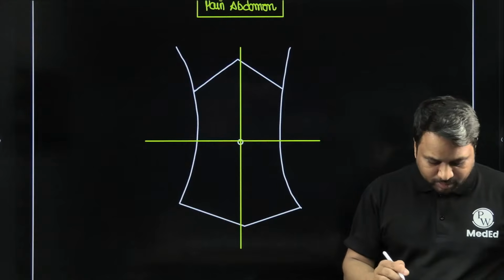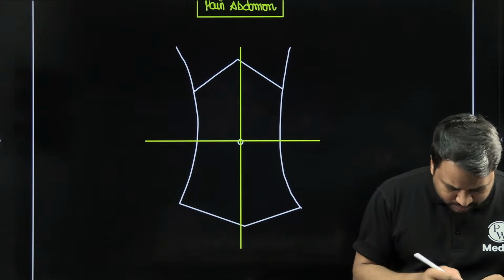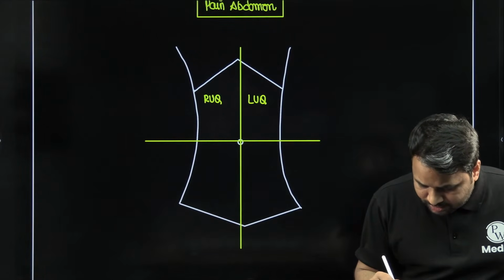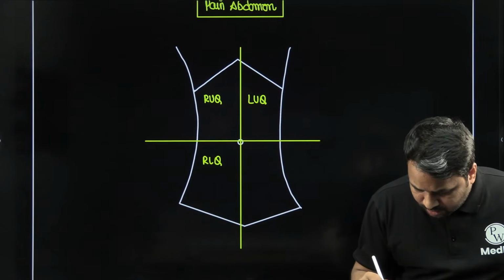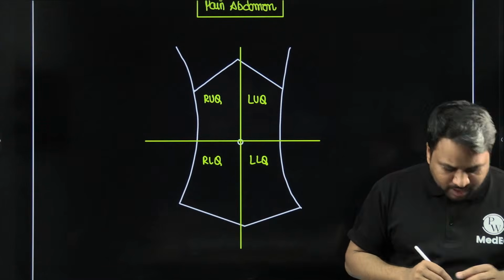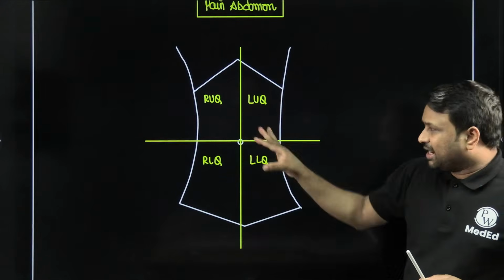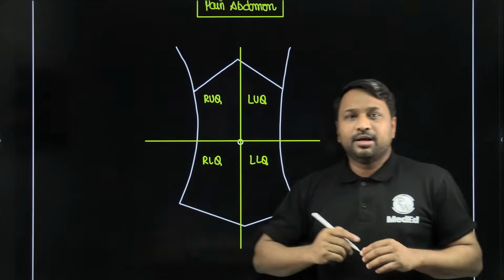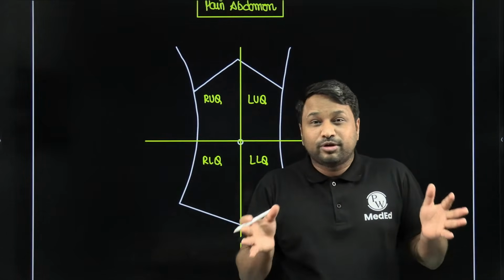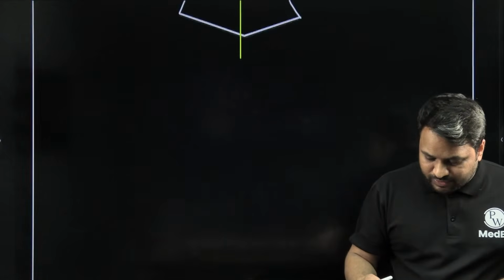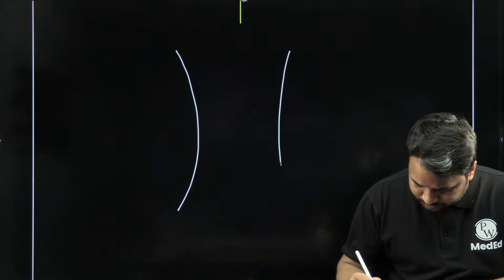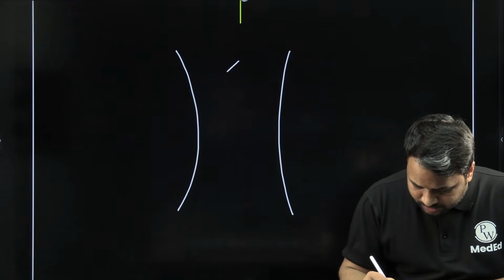So what are these 4 quadrants of the abdomen? This is your right upper quadrant, this is your left upper quadrant, this is your right lower quadrant, and this is your left lower quadrant, right? Now, basically, it's an easier way to divide to see where exactly the pathologies are going to be localized. But then to get more specific, we divide them into smaller subsets. Now, for those smaller subsets of the abdomen, again, we'll take this as the representation of the abdomen. Again, this is going to be the xiphisternum.